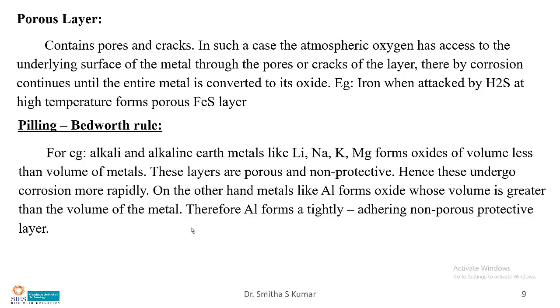The second type can be discussed as if the volume of the oxide layer is less than the volume of the parent metal, then oxide layer is porous and hence non-protective. Example, alkali and alkaline earth metals. For example, metals like lithium, sodium, potassium, magnesium, etc.